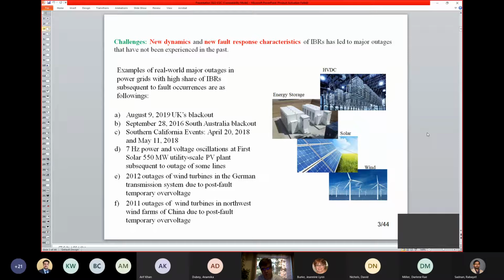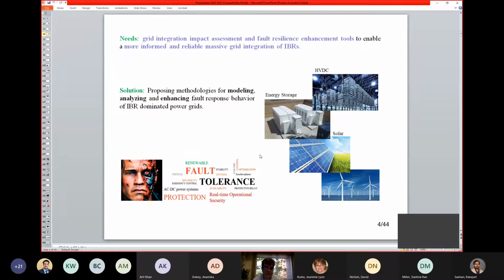We do have such problems in the traditional power grid as well. So the nature of the event is not new, but the way the system responded to such events was kind of unexpected, which initiated so many research and also T&D activities.